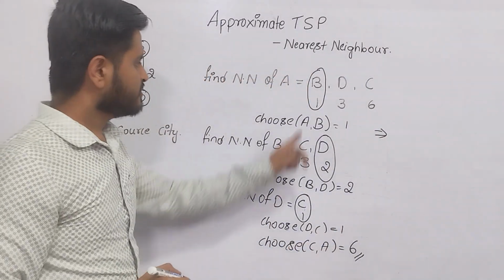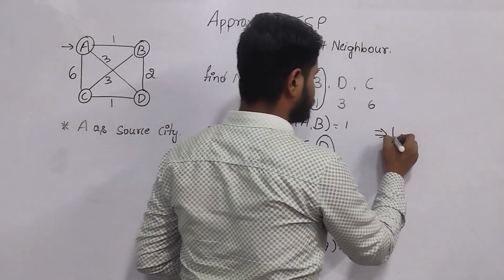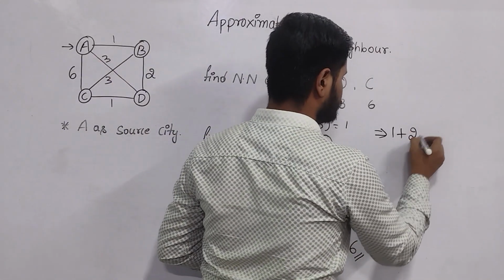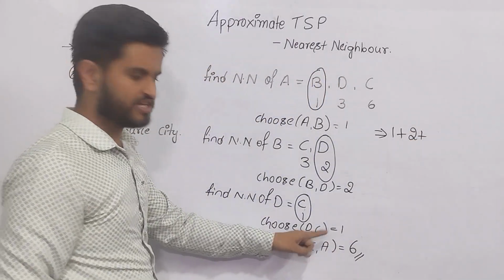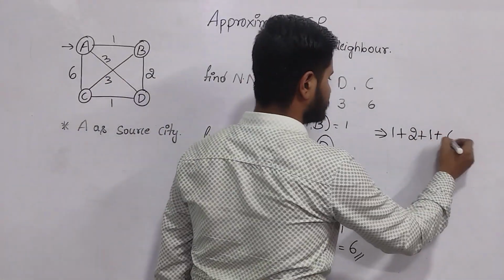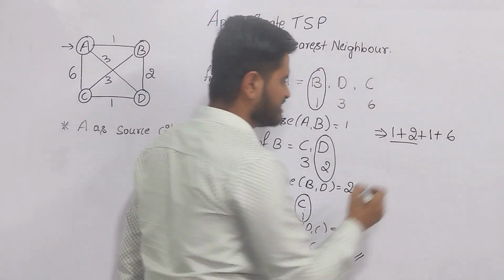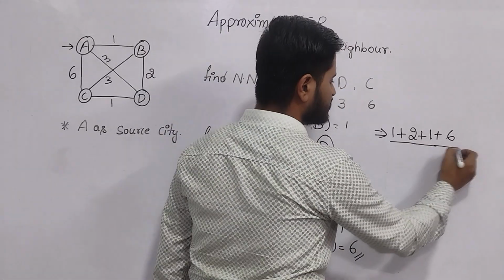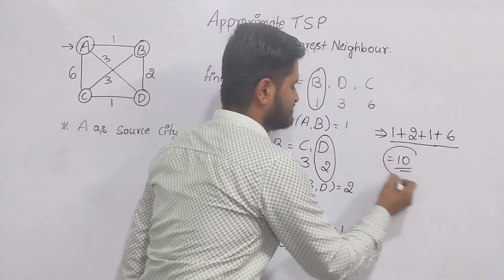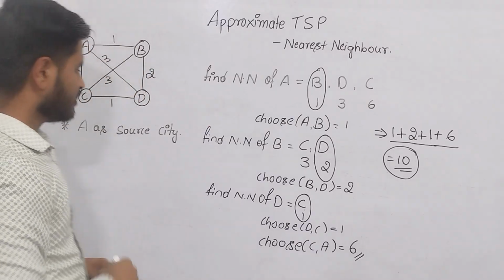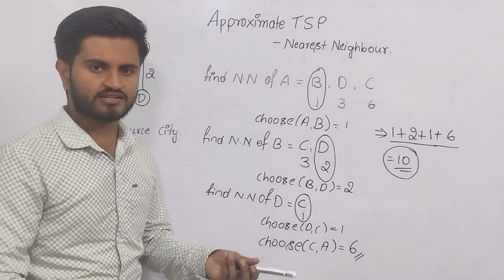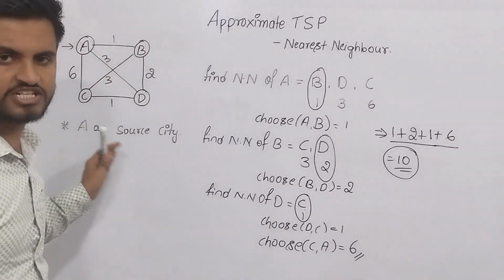The path cost is: from A you went to B with cost 1, plus from B you went to D with cost 2, plus from D you went to C with cost 1, plus from C you went to A with cost 6. So 1 plus 2 is 3, 3 plus 1 is 4, 4 plus 6 is 10. So I got the value as 10. Now again I will find whether any other possible path exists with lower cost.